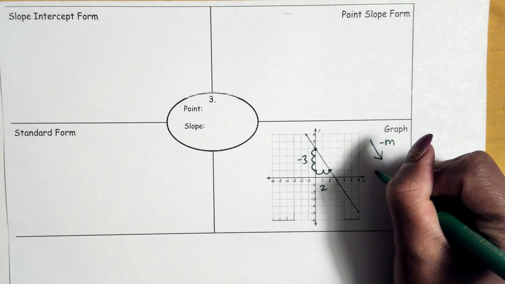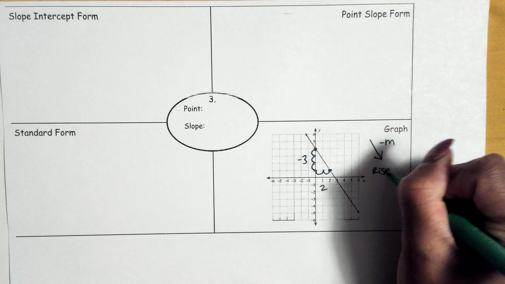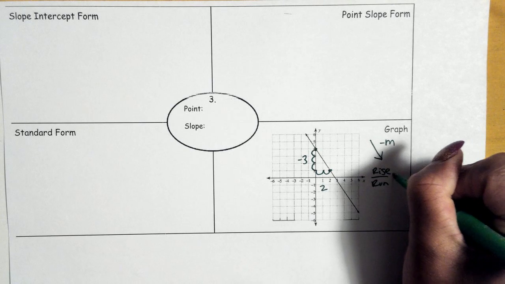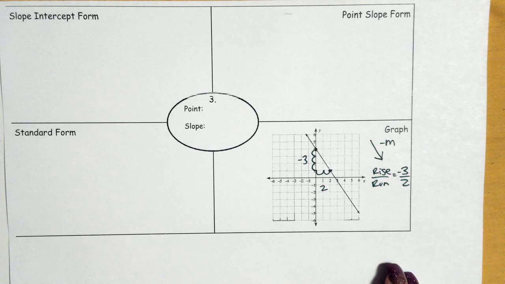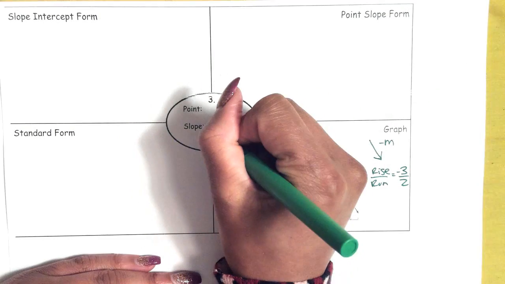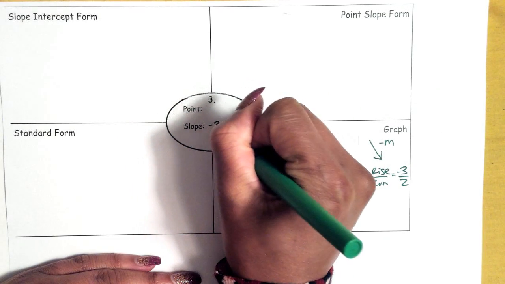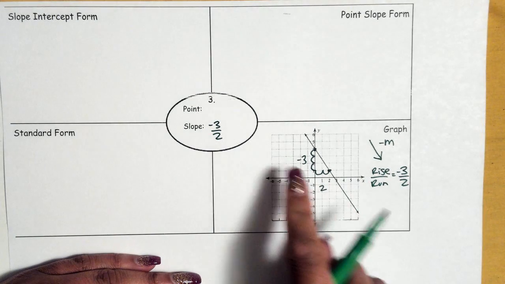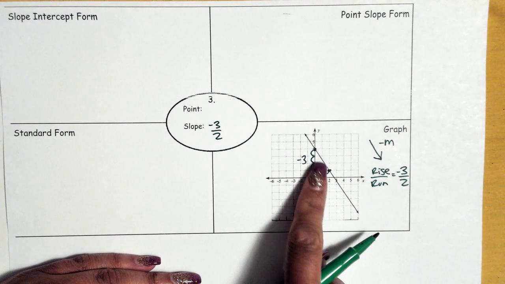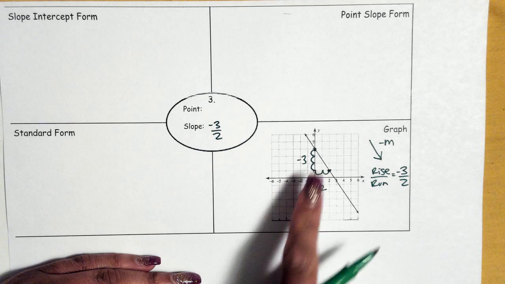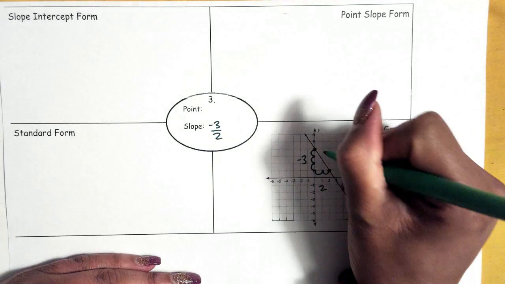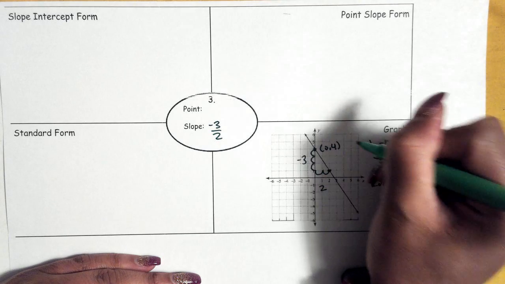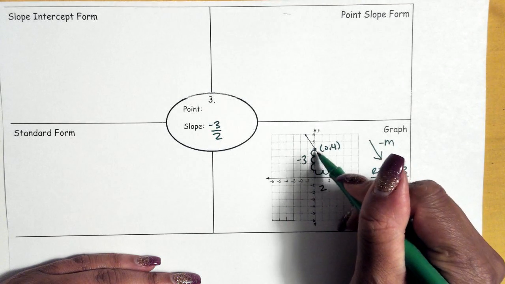So when I rise over run, my slope is -3 over 2. Okay, so now, given that slope, -3 over 2, now I can pick any point on my line. Why not choose our y-intercept? So our y-intercept is 0, 4, because we're going up 1, 2, 3, 4.